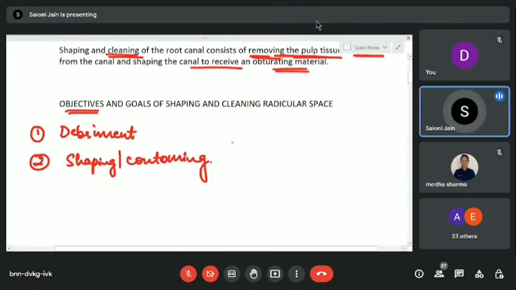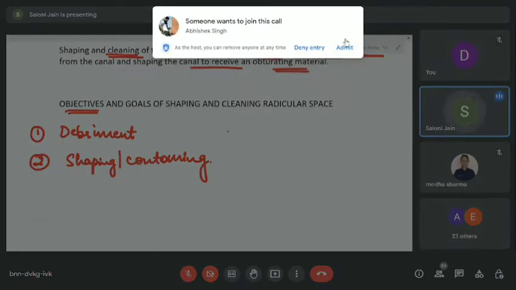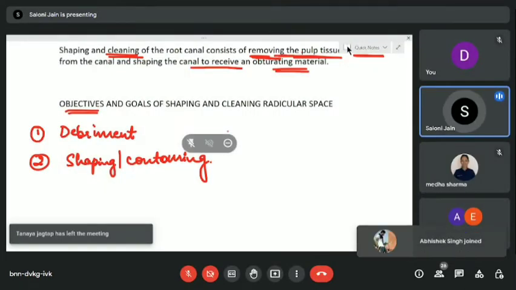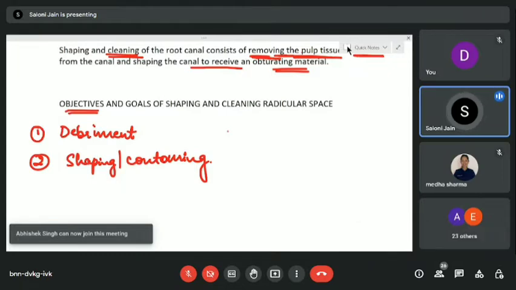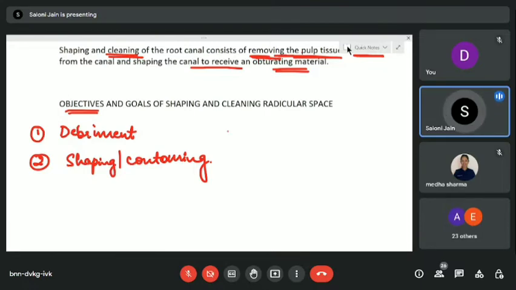So these are the major objectives. Everything revolves around the words shaping and cleaning. Firstly, it's the debridement. You debride the debris of the root canal and you disinfect the canal. That's followed by shaping or contouring the canal walls so that an adequate space is prepared, so that an inert material can be filled in the canal and the canal can be sealed. So that is the main objective.